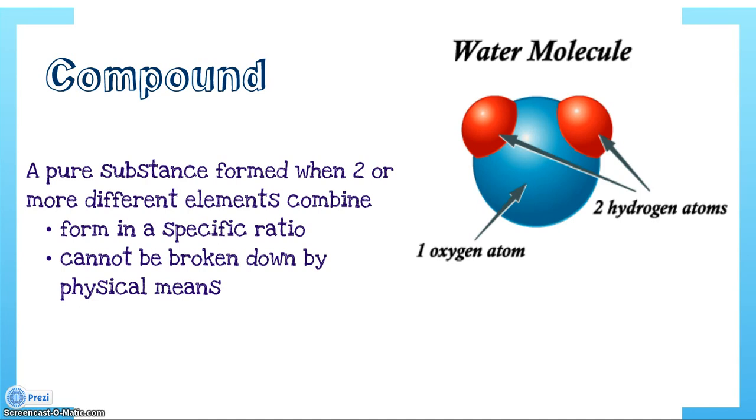Another example would be salt, NaCl, sodium and chlorine. How about carbon dioxide? We've talked about that already. Carbon dioxide is CO2, so that means that there is 1 carbon and 2 oxygens. When a compound is made, it is in a specific ratio, just like I said, H2O for water, CO2 for carbon dioxide. It cannot be broken down by any kind of physical means. You can't rip it, you can't tear it, you can't crunch it up. It's always going to be water.